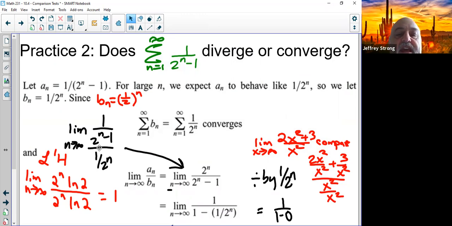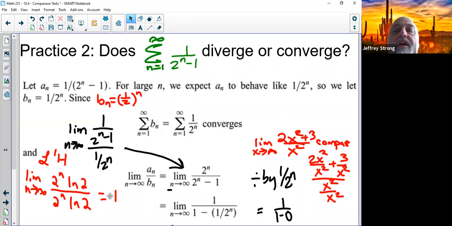So 2 to the n, I'm just doing another example over here. 2 to the n is a little tricky because when we use L'Hopital here, the derivative is 2 to the n times the natural log of 2 times the derivative of n, which is 1. And then the derivative of 2 to the n minus 1 is going to be the same thing. And so then when we cancel, we just end up with 1.